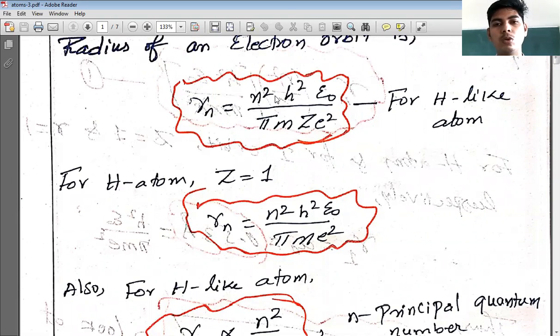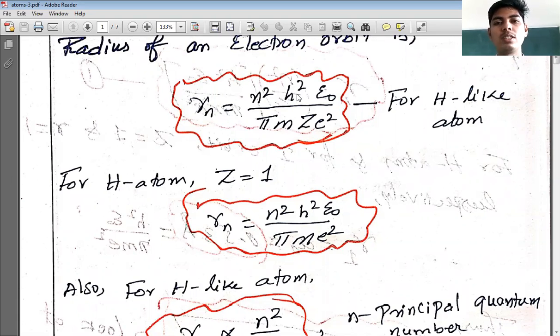In this relationship, if you look, h is Planck's constant, epsilon naught is the permittivity of free space, which is constant again, pi is constant, the mass of the electron is constant, e, the charge on the electron, is also constant. So the variables are just n and Z. These are the only two variables in this equation.